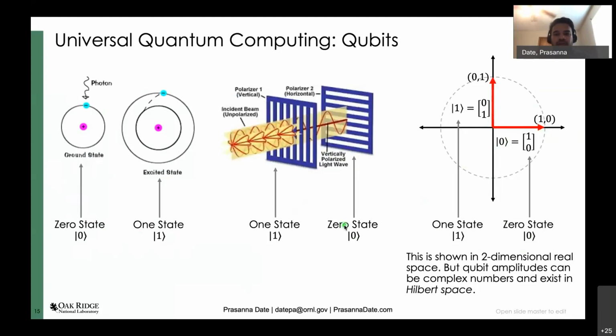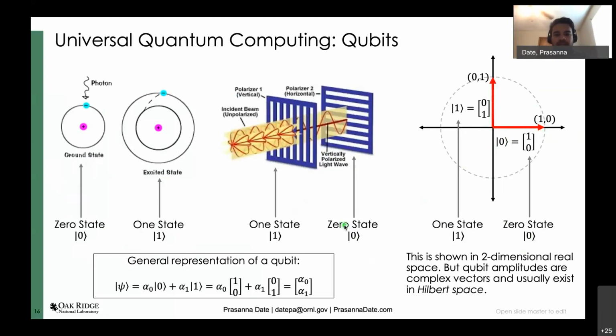Okay, so now that we have talked about qubits, a general representation of a qubit is as follows. Let's say a qubit is psi. It can exist in a superposition of the zero state and one state, and we just write it like this. We can replace the ket 0 with the vector 1, 0, and we can replace the ket 1 state by the vector 0, 1, which basically gives us a vector. So I like to think of qubits as just a two-dimensional vector.